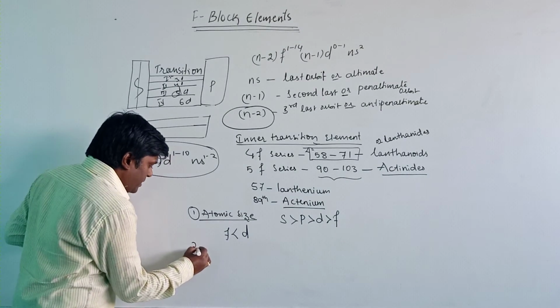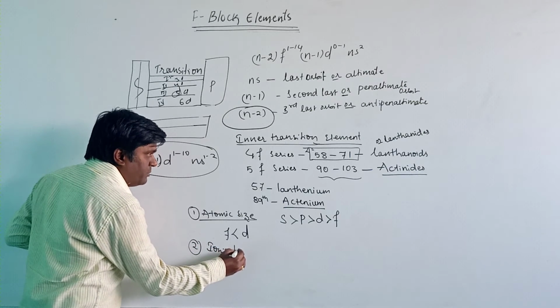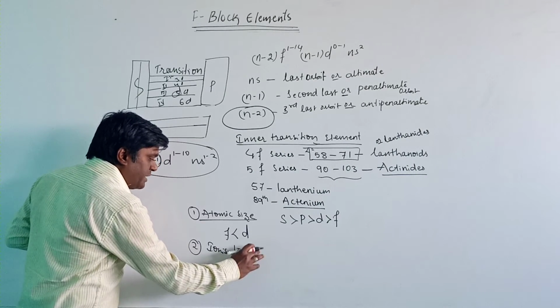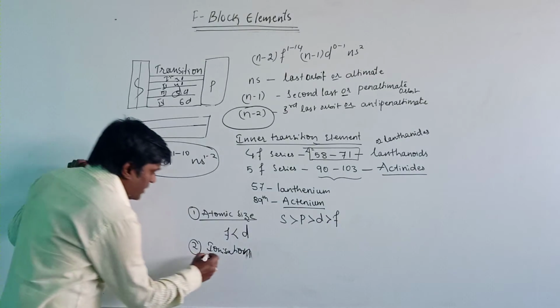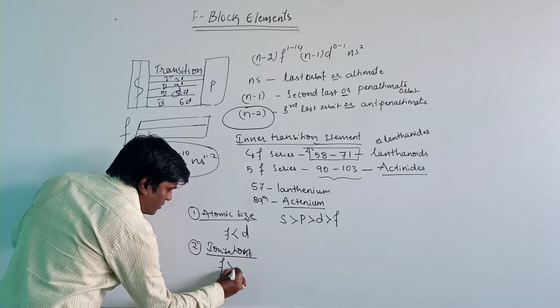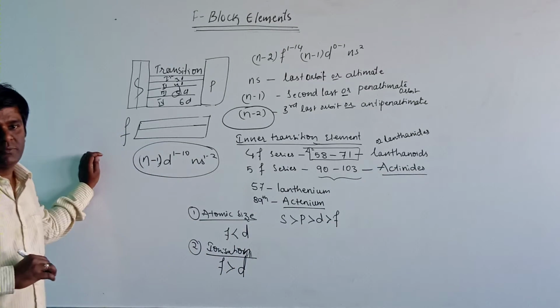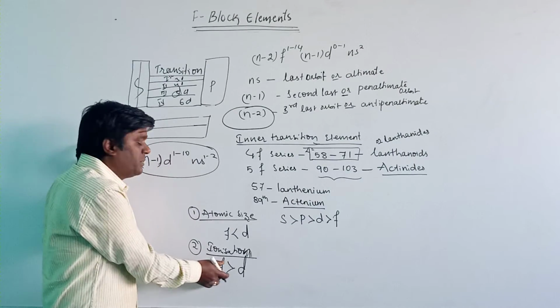Similarly, we can compare the ionization enthalpy with the smaller atomic size. When the atomic size is smaller, the ionization enthalpy will be greater. When we compare F block and D block, the F block elements will have greater ionization enthalpy compared to the D block elements, because F block elements have a lesser atomic size compared to D block elements.